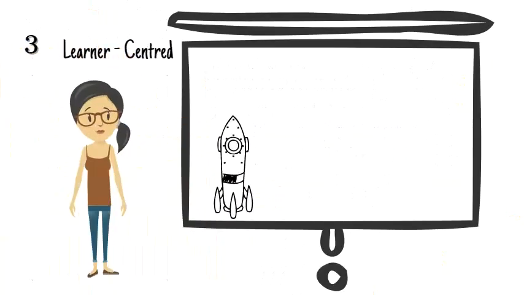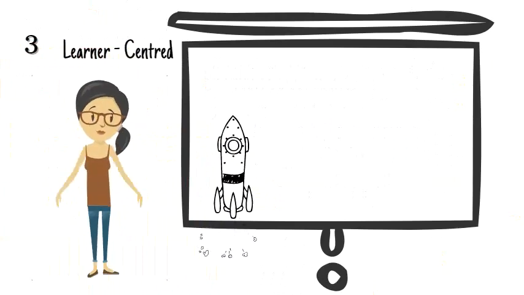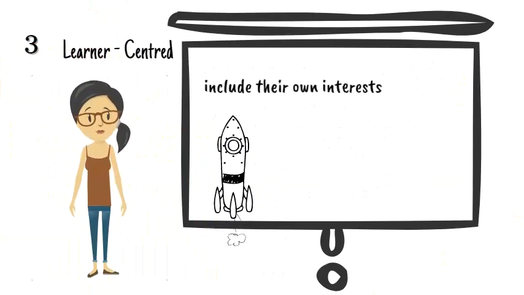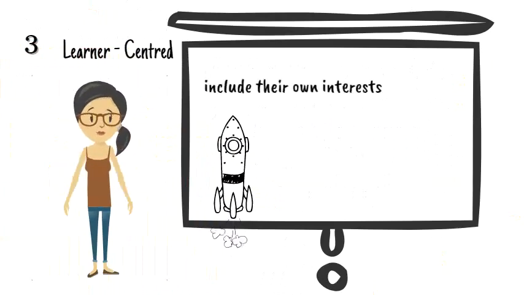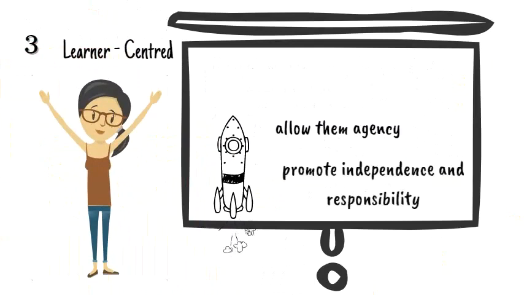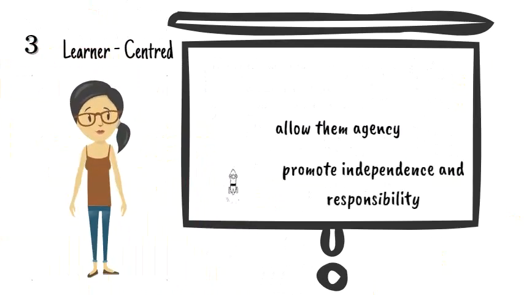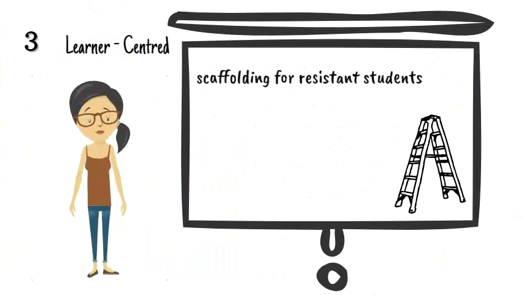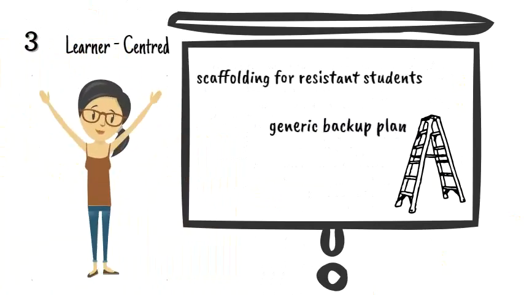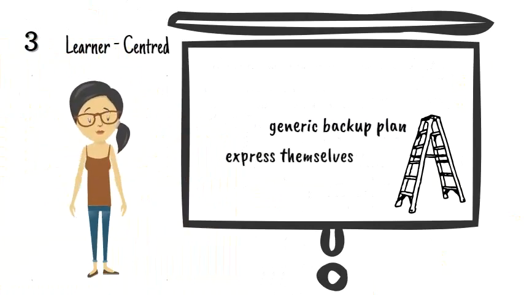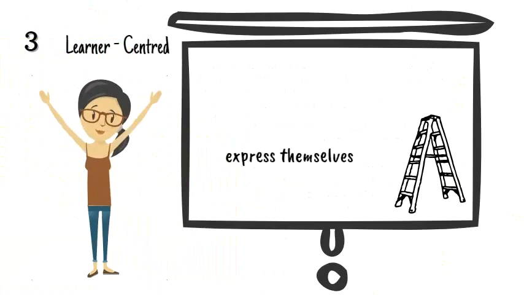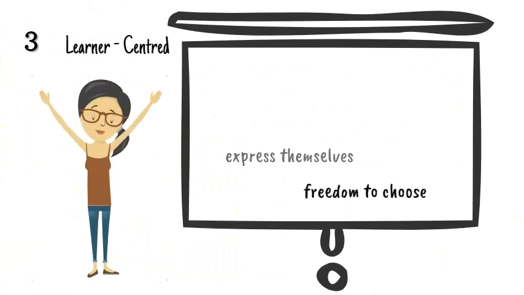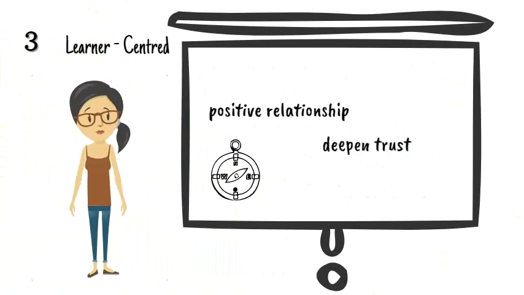Number 3. Learner-centered. Structure your students' learning to allow scope for them to include their own interests in the work they are undertaking. In this way, you allow them agency in their learning and promote independence and responsibility for managing themselves. This may require some scaffolding for resistant students, so always have a generic backup plan you can implement. Students often want to express themselves or explore topics that matter to them. So in giving them freedom to choose, you engender a positive relationship and deepen trust.